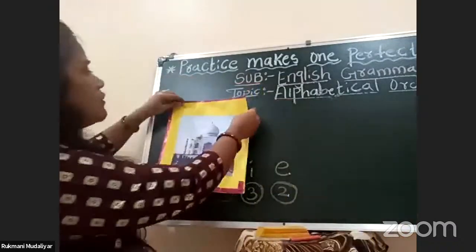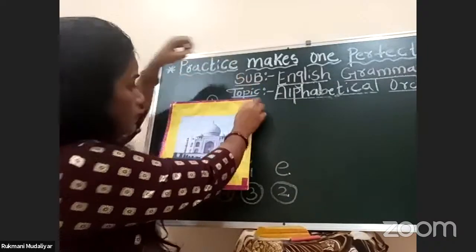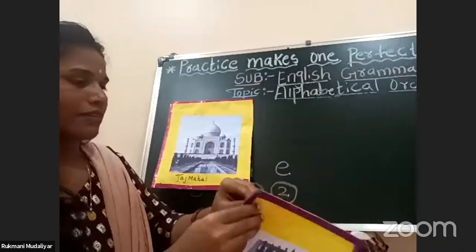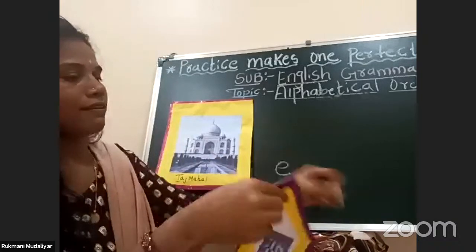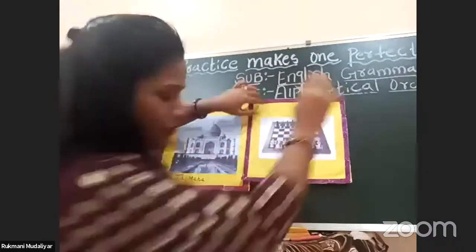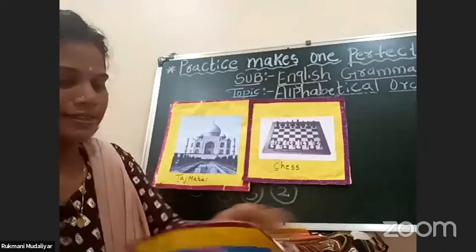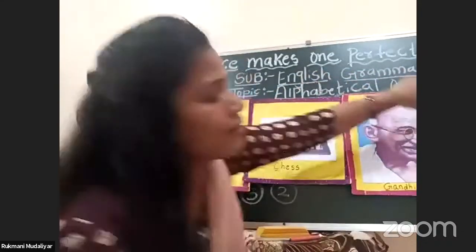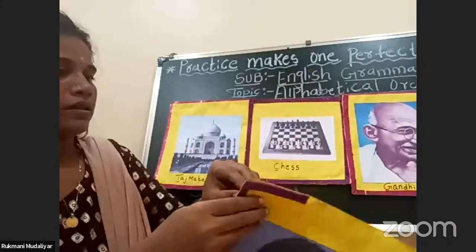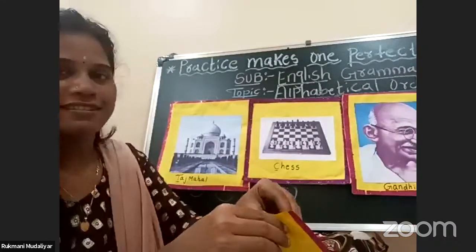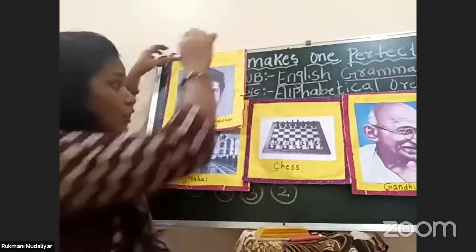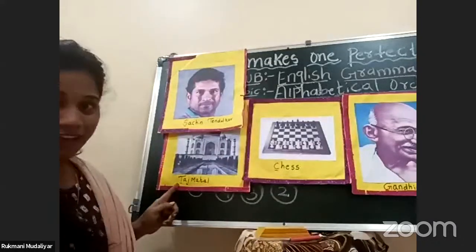Okay, children. Now, fatafat, you have to tell me, what is this? This is Taj Mahal. And this is chess. And now, this is the picture of Gandhiji. And this is the picture of Sachin Tendulkar. Now, in this first letter, here we have T, C, G, and S.